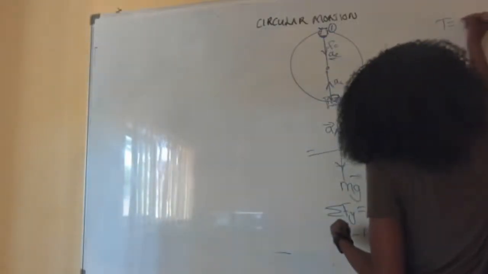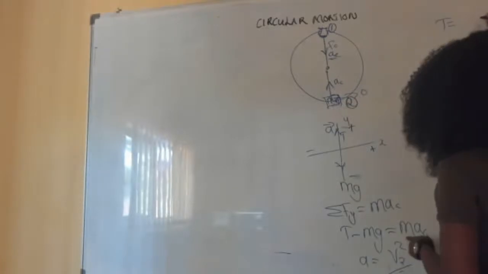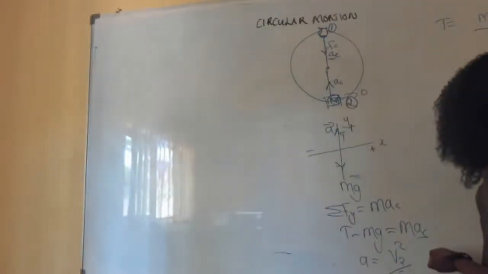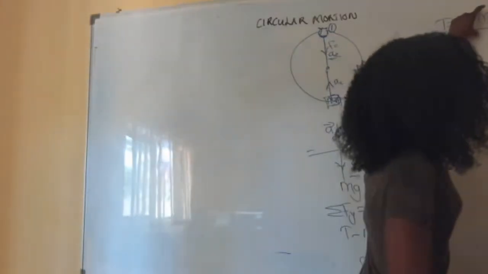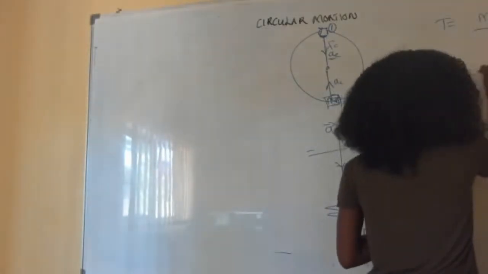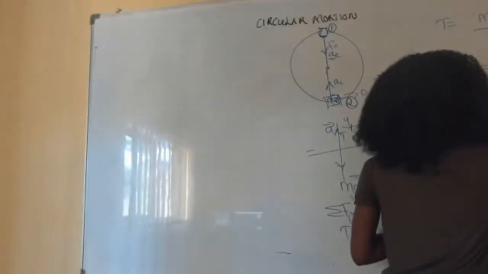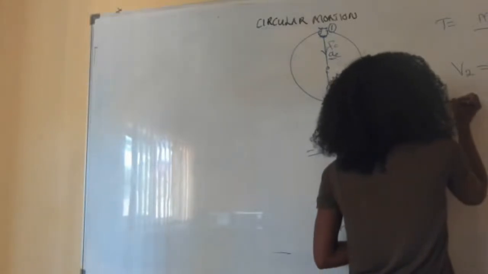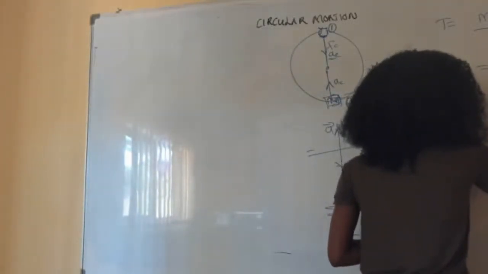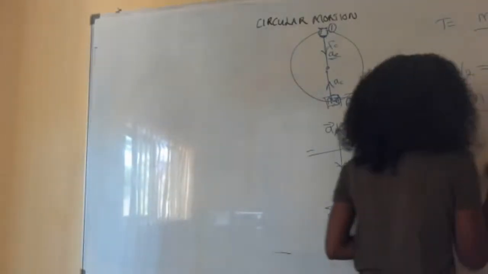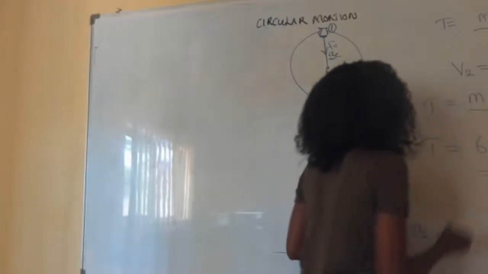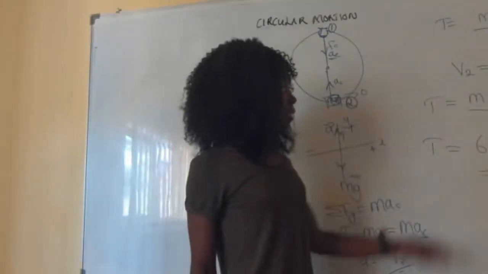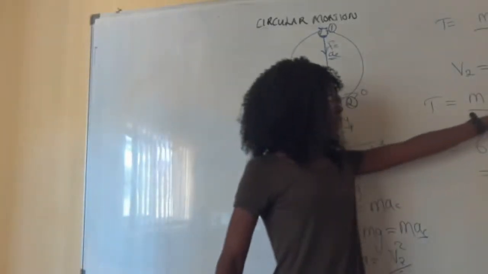So we're saying therefore T is just equal to m v2 squared over r, plus mg. In this case, v2, we already found it. Our v2 is just equal to the root of 5gr. So if we substitute in this equation, we have T equal to m times 5gr divided by r, plus mg. So you can see that the r will cancel out, and hence the tension is just equal to 6 mg, and that is the tension in the chord.